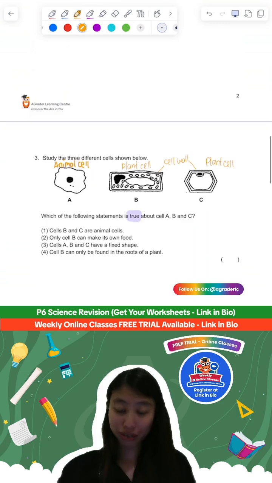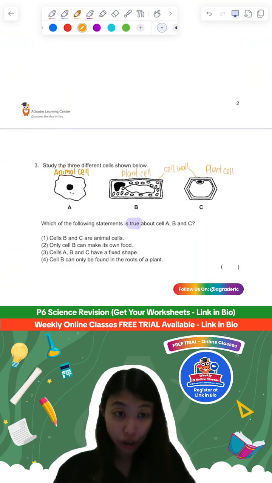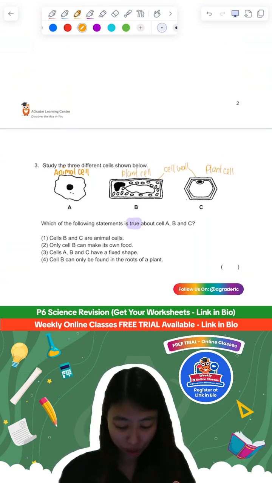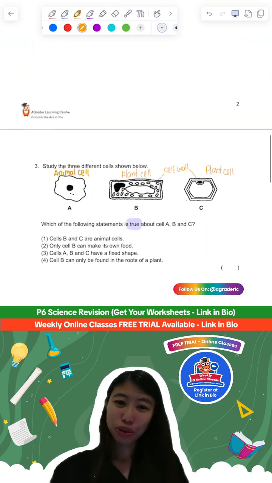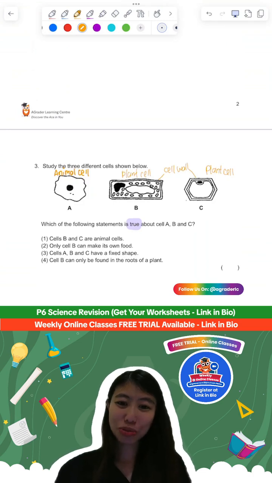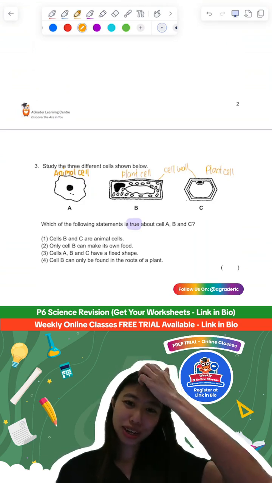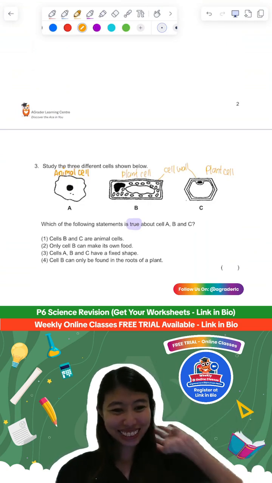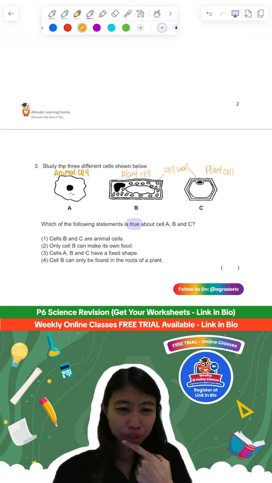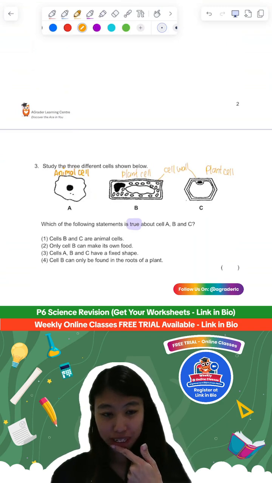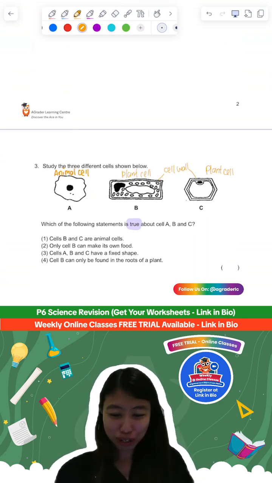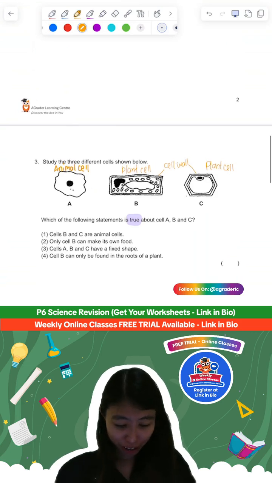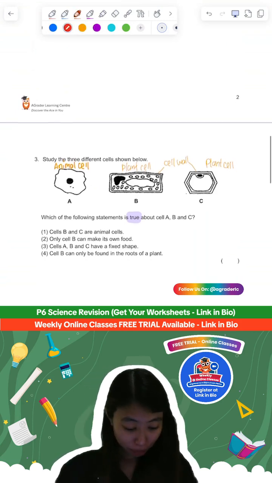With this, is option one correct? Which statement is true? Read the options carefully and send in your answers to me. One, two, three, or four? Most of you said two. Most of you got it correct. The correct answer is number two.